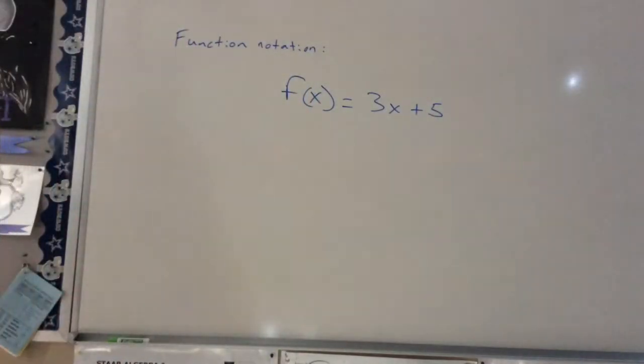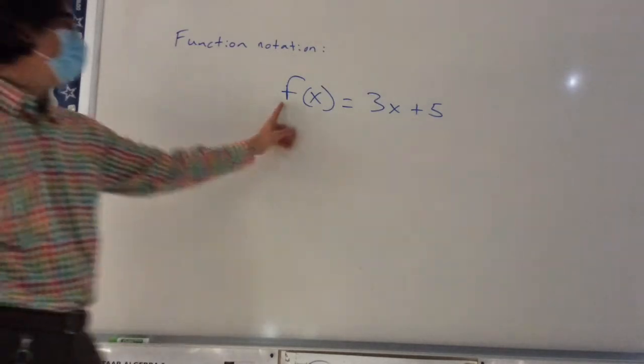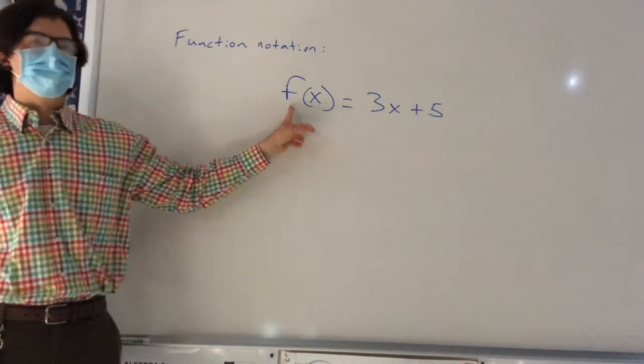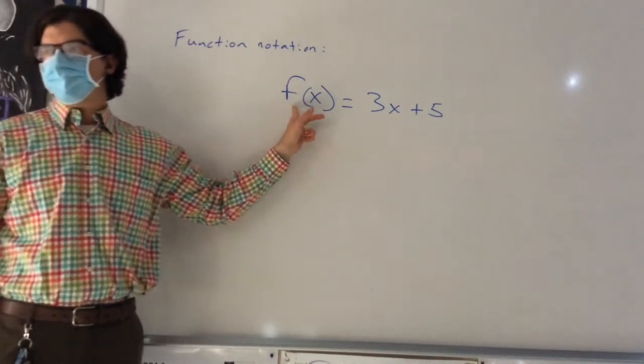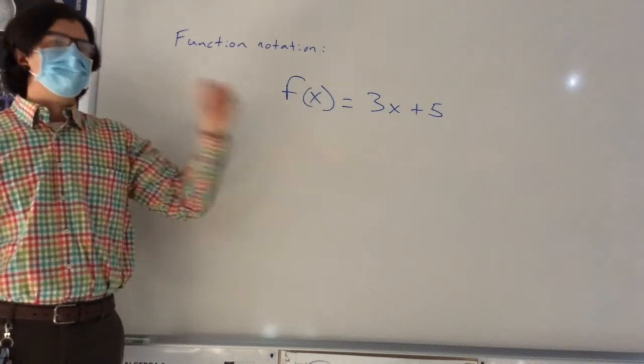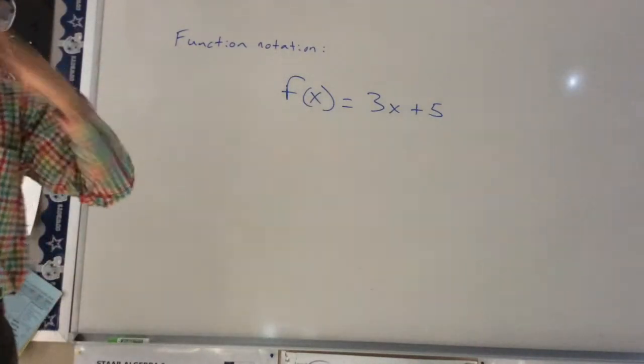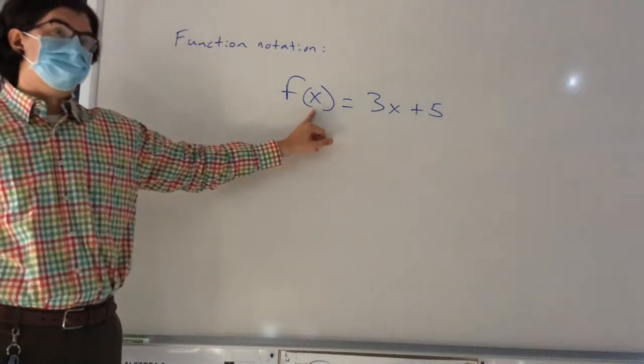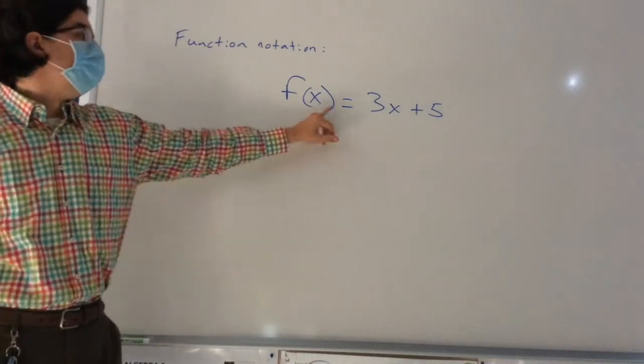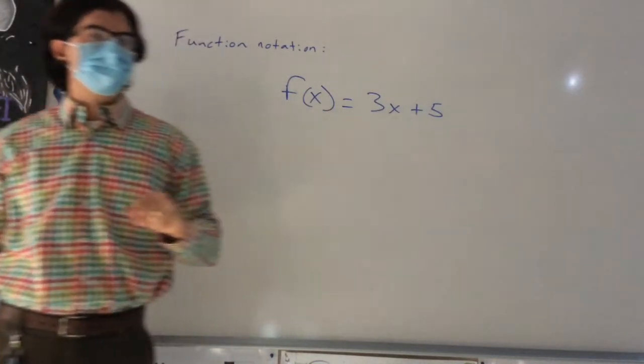This is what we call function notation. The reason we call this function notation is because this f right here doesn't stand for fire truck as much as you would like to think it does. It stands for function. So what this is saying is the function of x is equal to 3x plus 5.